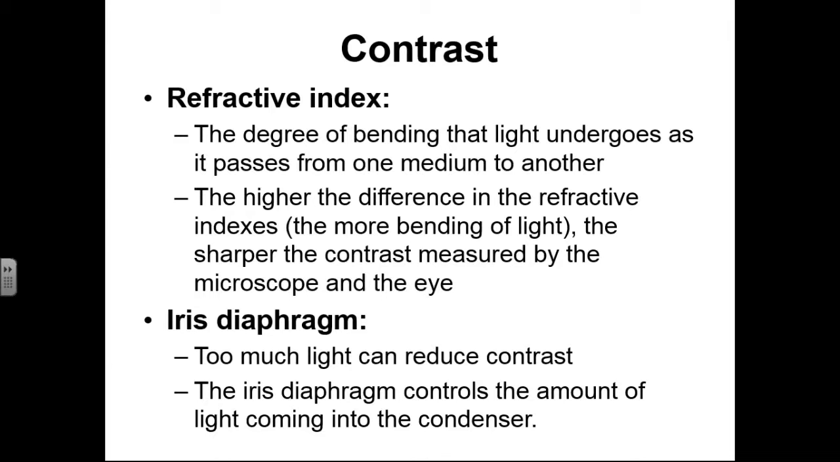If we have a very narrow diaphragm, we're going to have beams of light that are preferentially all traveling in the same direction, which is going to increase our contrast. If the iris is open wide up, that's going to allow beams of light that are traveling many different directions to enter the microscope lens, and that's going to reduce the contrast.